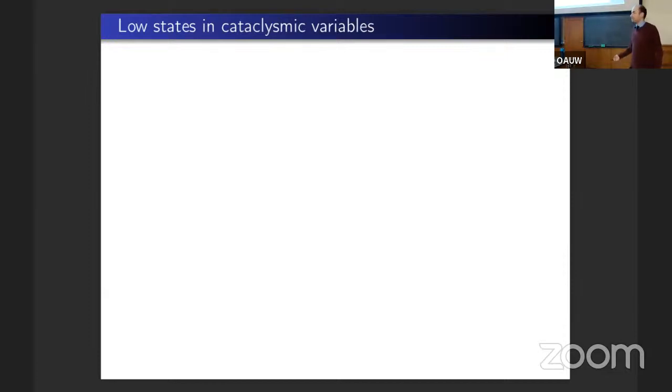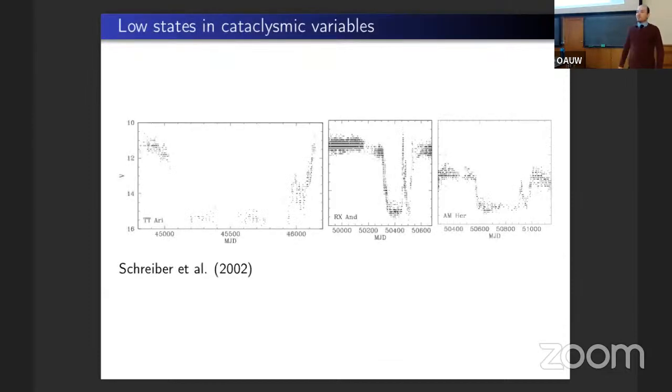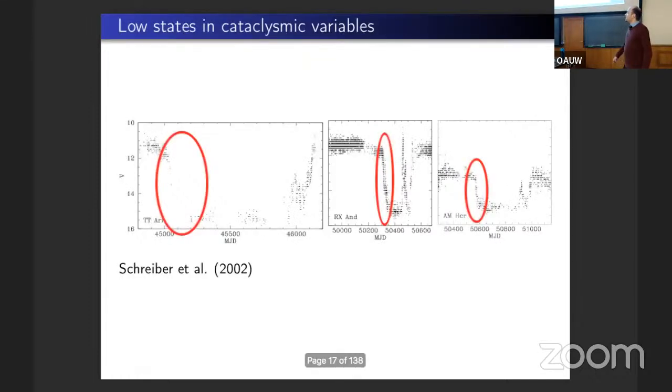So what are low states in cataclysmic variables? They come in many shapes and sizes, but the basic idea is that we have a drop in the brightness of the system by a few magnitudes, and the drop takes a pretty long time, at least 10 days in the fastest systems, but in some systems the drop in magnitude can take at least months.